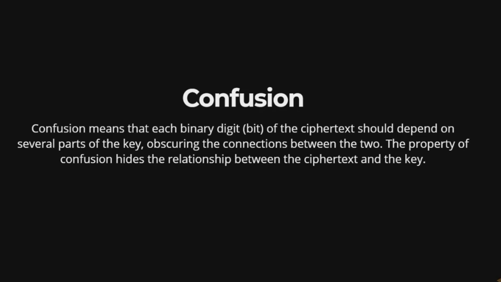Confusion. Confusion means that each binary digit, bit, of the ciphertext should depend on several parts of the key, obscuring the connections between the two. The property of confusion hides the relationship between the ciphertext and the key.